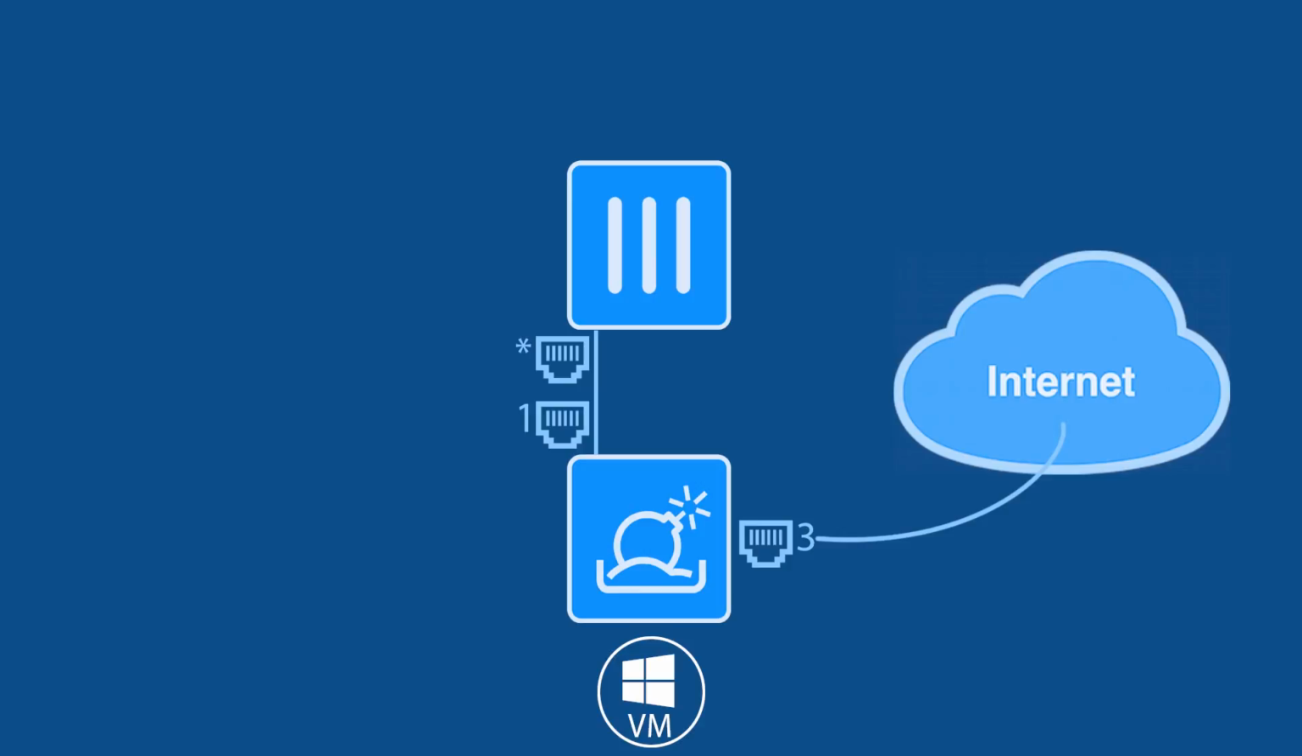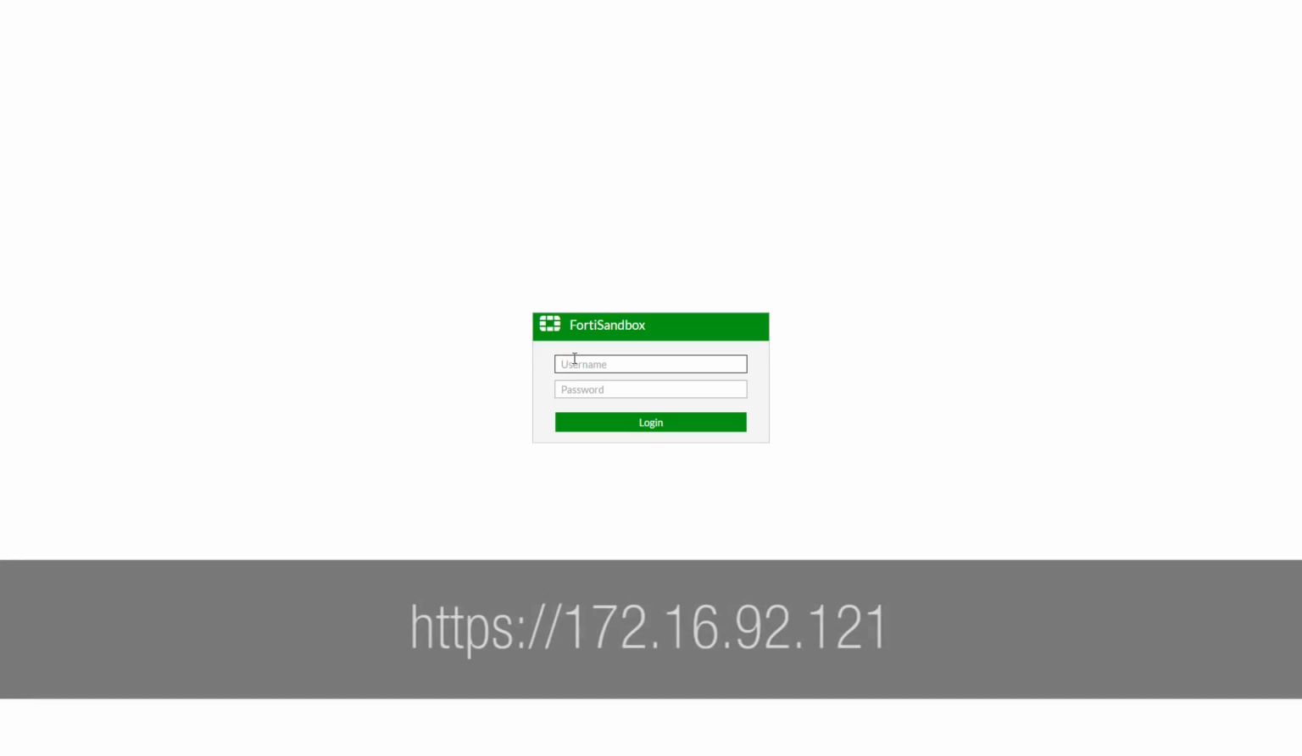It is advisable to not have any other machines visible to the FortiSandbox's port 3 due to the potentially malicious traffic. Let's browse to our sandbox using the new IP and log in with our new password.